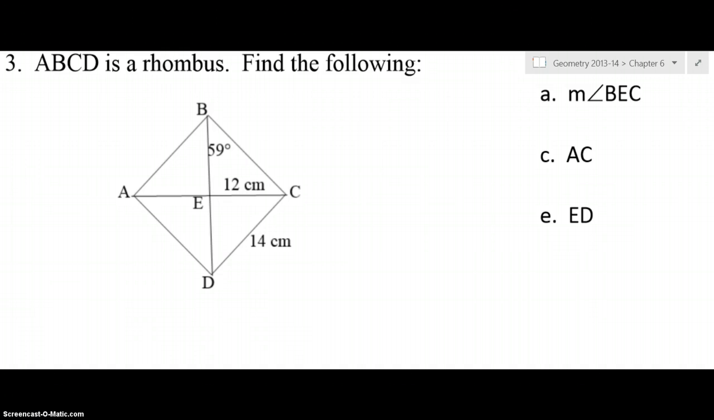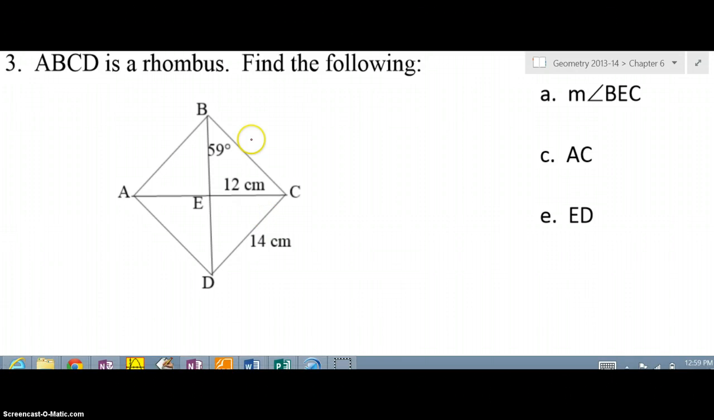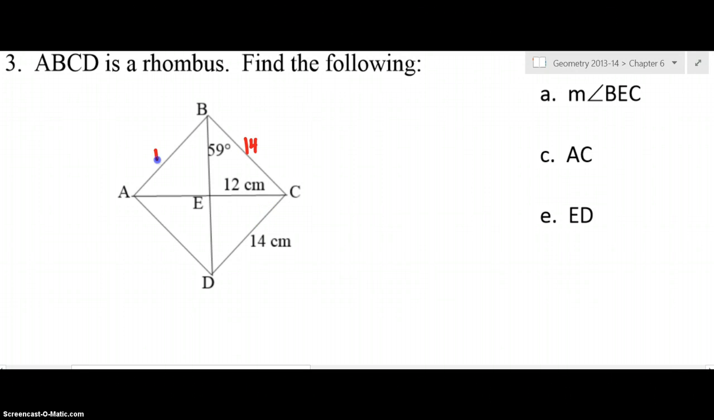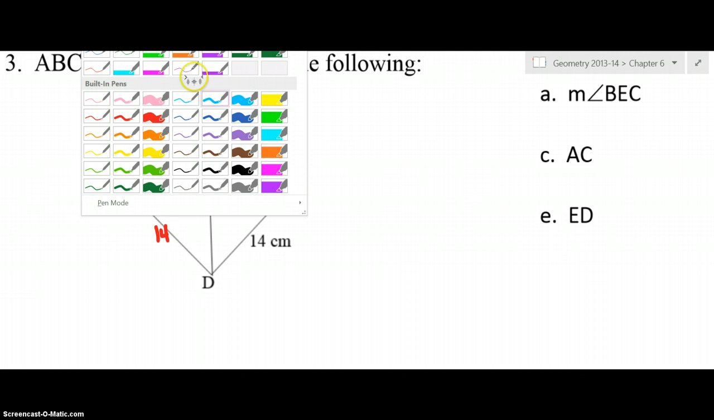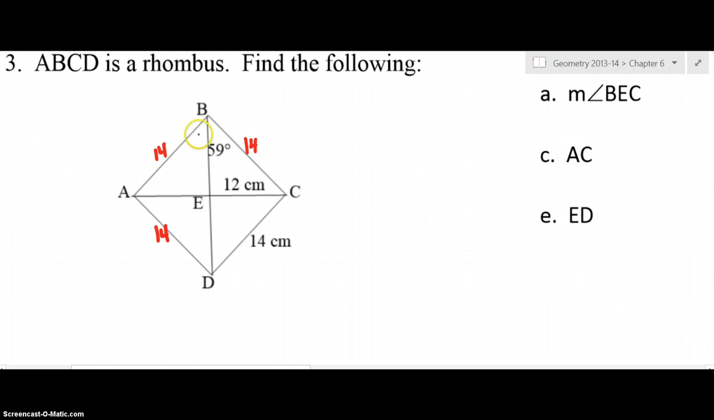4 sides are congruent. So if this is 14, 14, 14, 14. What else do we know? Yes. If this is 59, this is 59 because in a parallelogram, or in a rhombus, the diagonals not only bisect or cut each other in half, they bisect the angles. So it's 59 degrees on both sides.